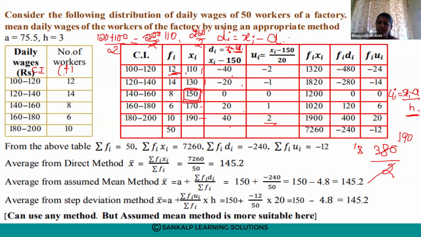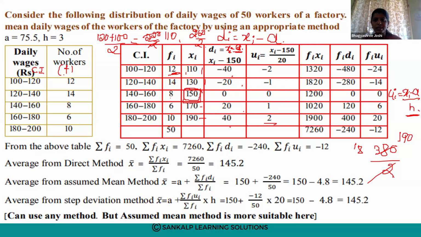Now we'll calculate Fi into Ui. What is Fi into Ui? Fi is here and Ui is here. So 12 into minus 2, 12 2s are 24, that is minus 24. 14 into minus 1, 14 ones are 14, plus into minus is minus. So 8 into 0, that is 0. 6 into 1, that is 6. 10 into 2, that is 20. Okay. Now our calculations are over.